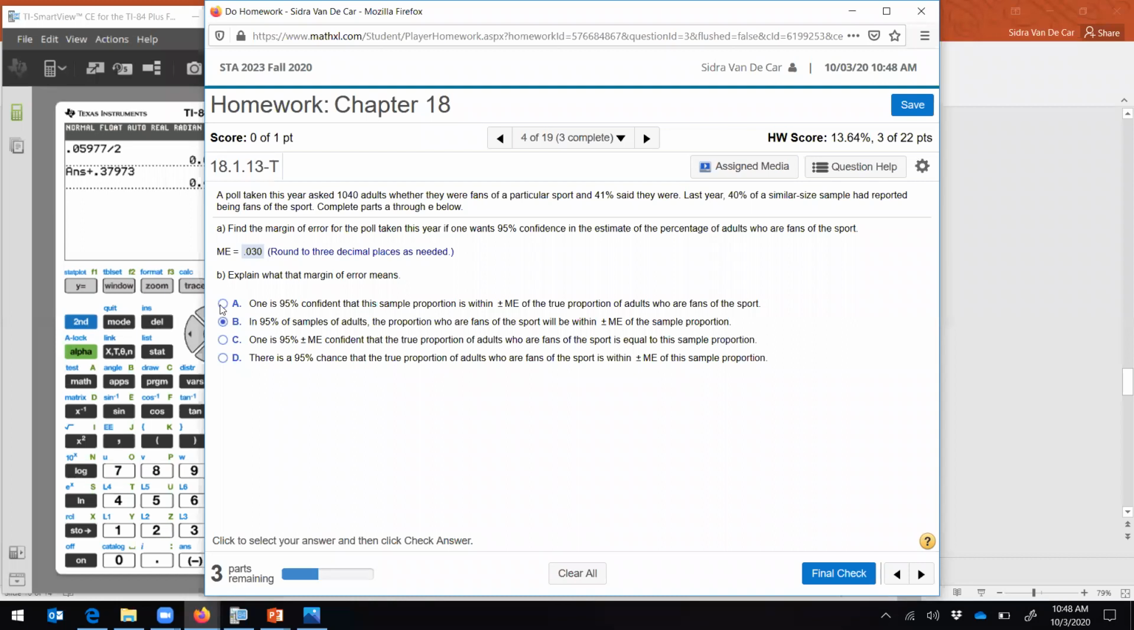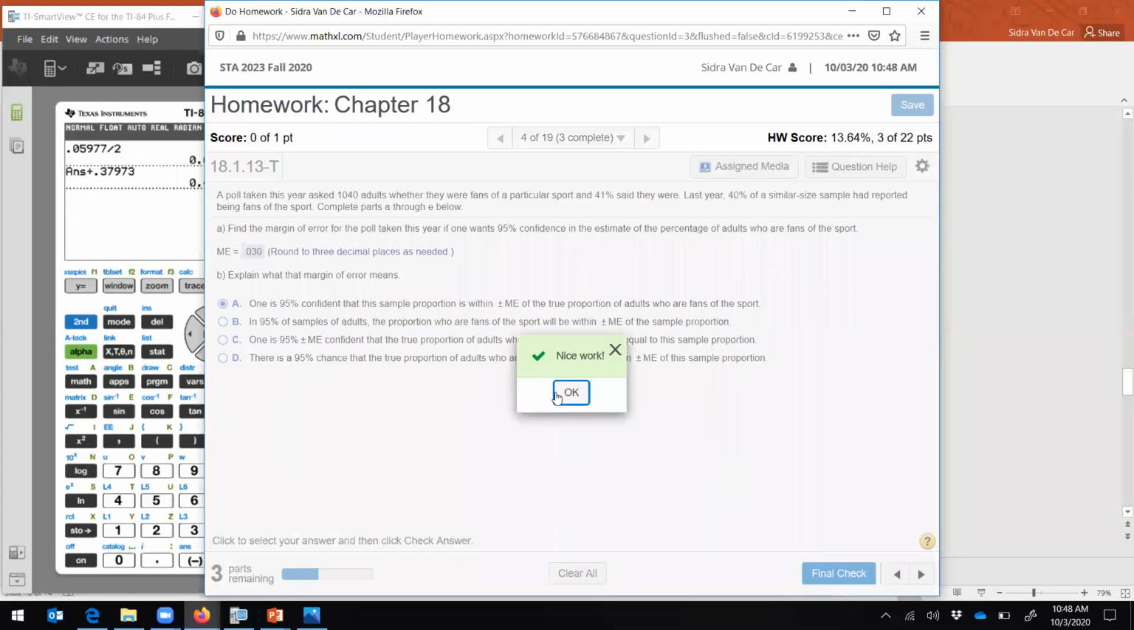Oh, I'm sorry. I stopped reading A too soon. Okay, one is 95% confident that this sample proportion is within one margin of error of the true proportion. I thought it was making a statement about where that sample proportion lay, and that would be wrong. But it's saying this sample proportion is within one margin of error of the true proportion, and that's true, right? We're saying we're 95% confident that between this value and this value captures where the true proportion lies. So my mistake, I just didn't read the first sentence well enough. All right.